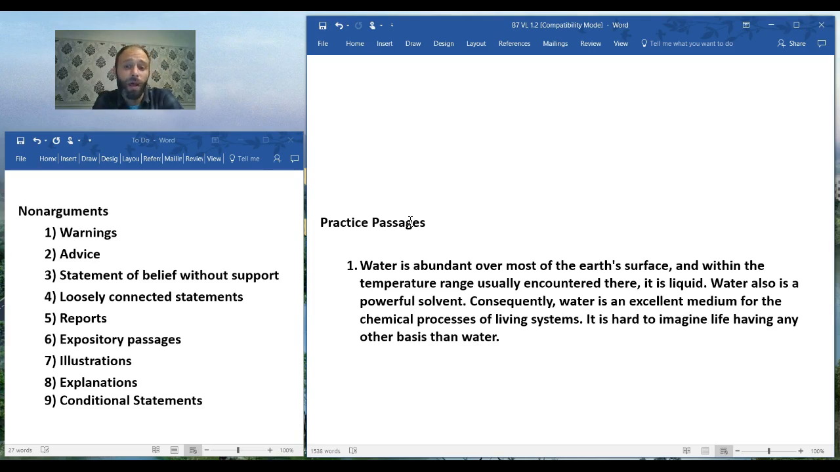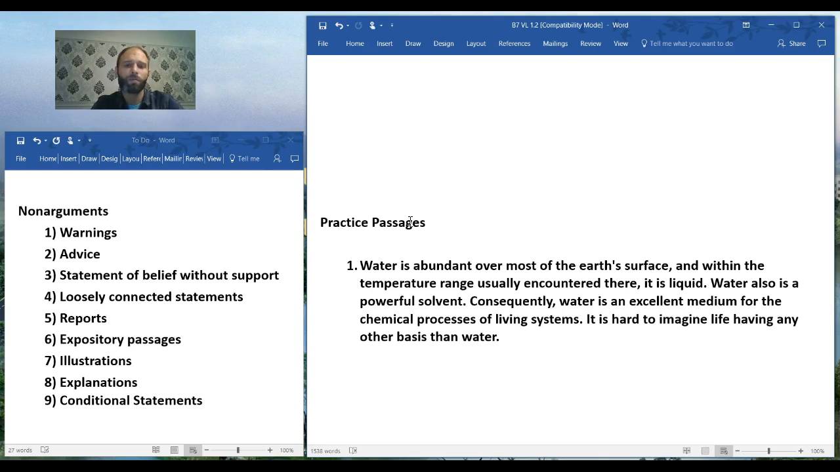Now, we see in this passage "consequently," so we should probably suspect that the part that comes after "consequently," since "consequently" is a conclusion indicator word, will be the conclusion. So the conclusion would be water is an excellent medium for the chemical processes of living systems. Now we want to ask ourselves, does the rest of the information in the passage give us a reason to believe that it's an excellent medium for the chemical processes of living systems?